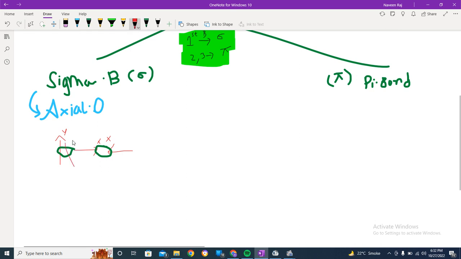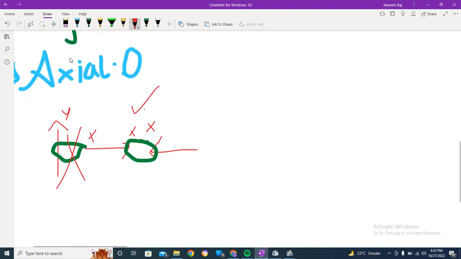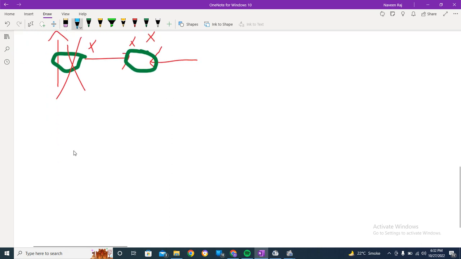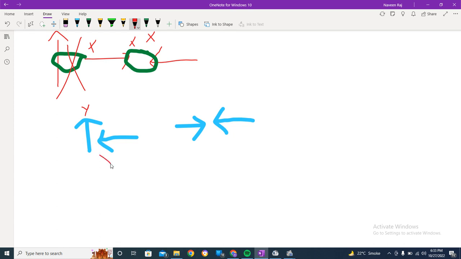This is not a sigma bond, because this is x and this is y, while this is x and x, which is axial. I'm just making it simple for you. Here we have got two axes, y-axis and x-axis. Here we have got both the same axis, x-axis and x-axis. Now what does axial mean? Axial means both on the same plane, on the same axis.